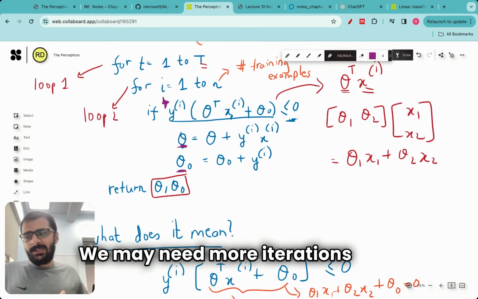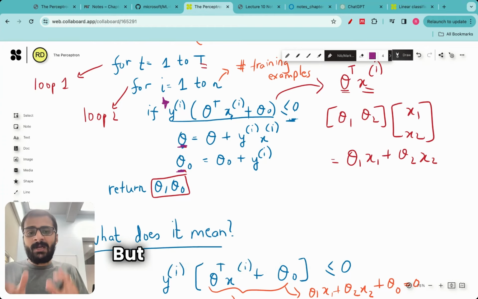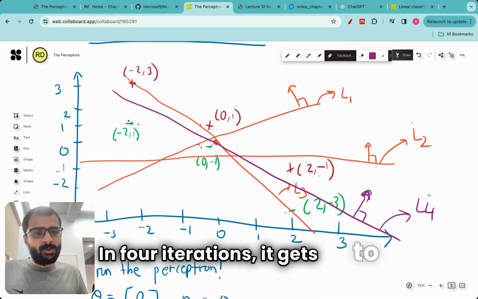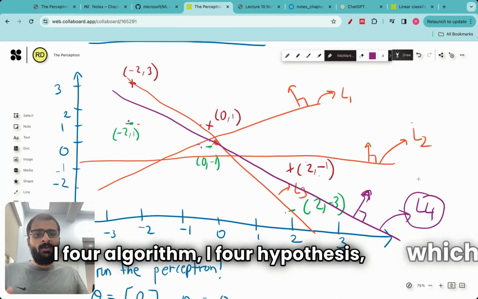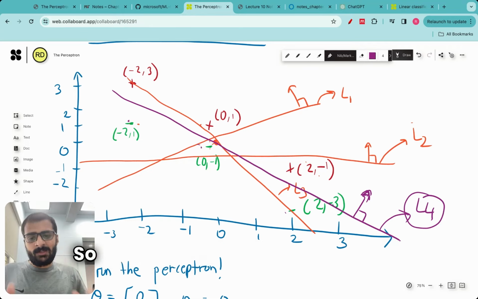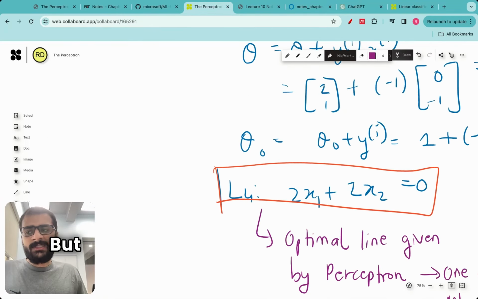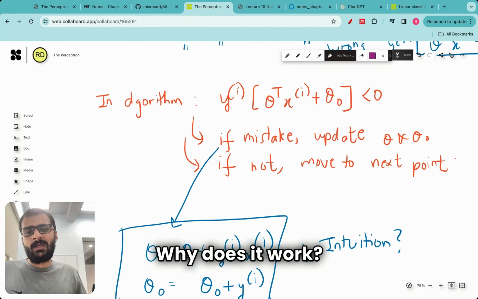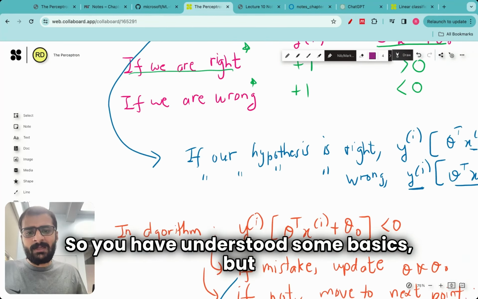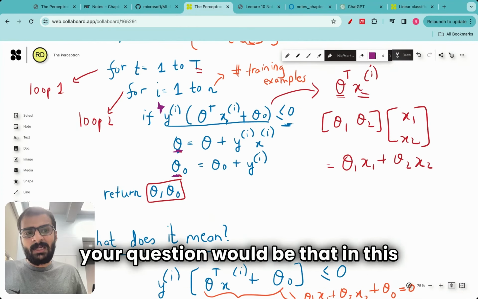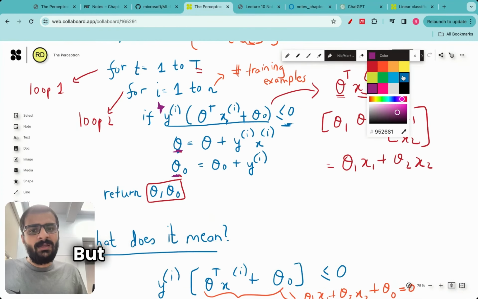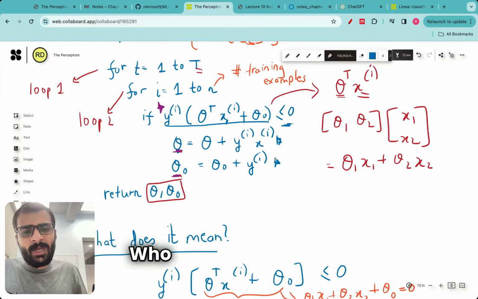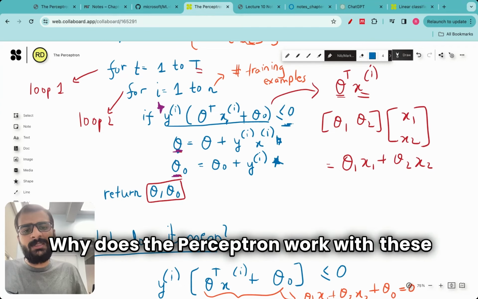So hopefully now you have understood the perceptron algorithm, and you have understood up till now that it works. We may need more iterations than 4 in a complex data set, but right now I showed you that for this particular data set, in 4 iterations it gets to this L4 hypothesis, which perfectly separates the two classes. So the perceptron algorithm works, but still your question would be, why does it work? What about these update steps? What is the intuition behind these? Who came up with this? Why does the perceptron work with these update steps?